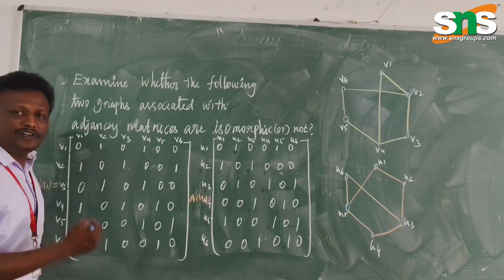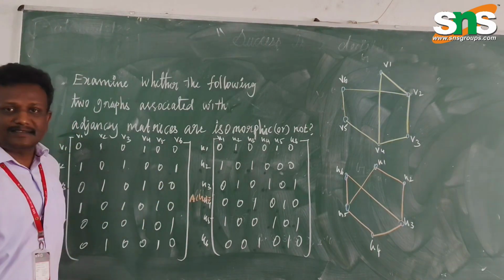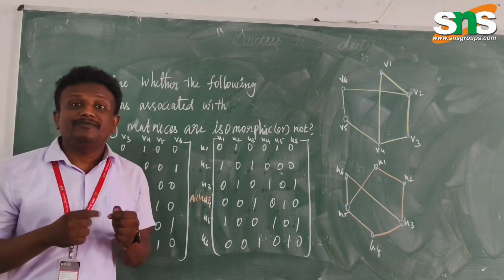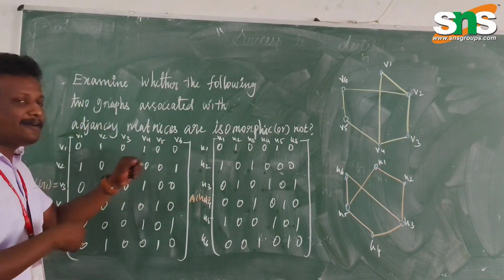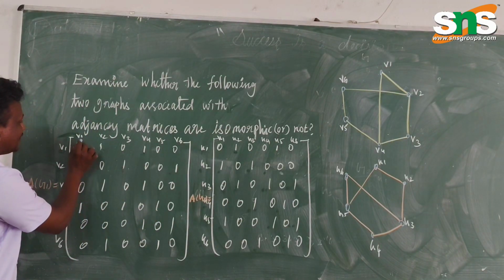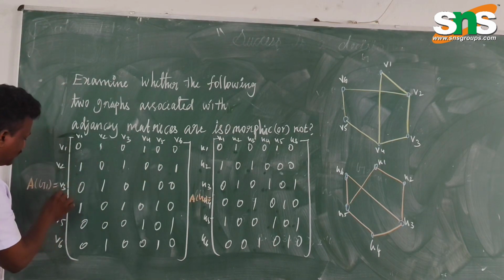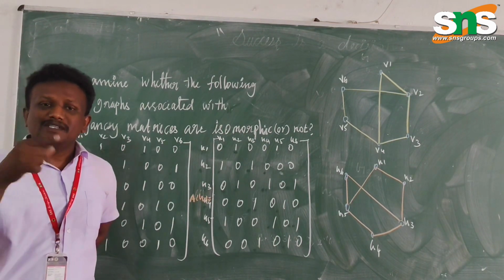First, our first task is to draw the diagram for the given matrix. Before we draw the diagram, we have to check how many vertices we have in both graphs. Let me check. Here V1, V2, V3, V4, V5, V6. So graph 1 has 6 vertices.